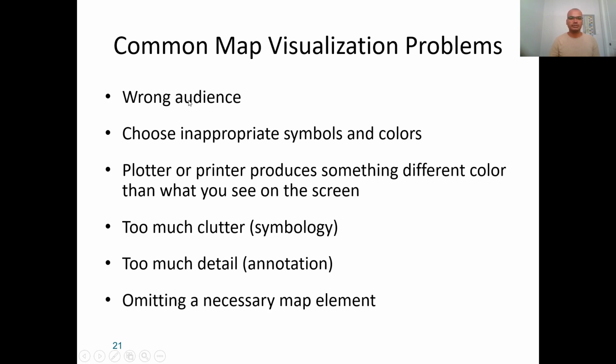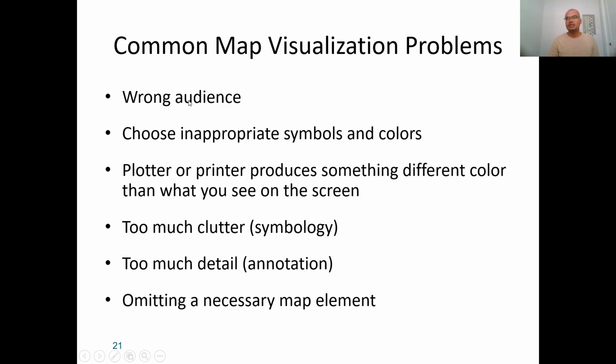and accordingly you can generalize your data and present it. The second most important problem is choosing inappropriate symbols and colors. Sometimes you may have picked the data properly or used proper models, vector and raster, but if you are not using appropriate symbols and colors for your model, then it may not convey your message properly. So you have to choose appropriate symbols and colors.